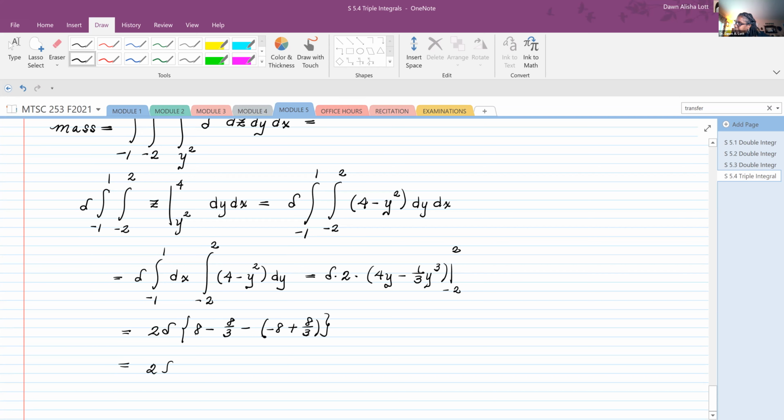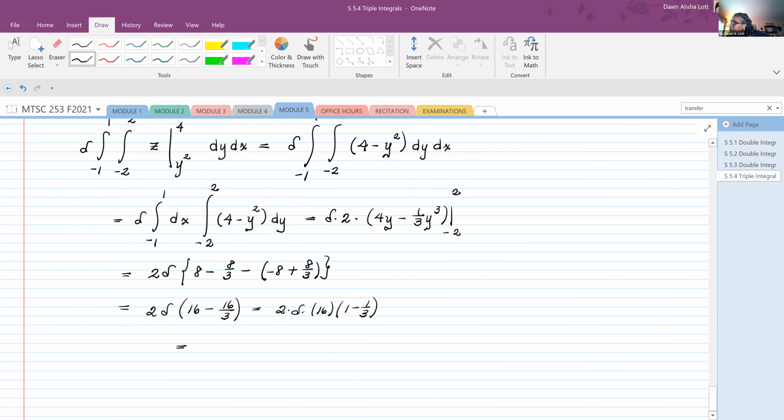2 delta. 8 plus 8 is 16. And then 8/3 and -8/3, multiply that by 2 is -16/3. So if I factor out the 2, the delta, and the 16, I get 1 minus 1/3, which is just 2/3. 2 times 16 is 32, times 2 is 64. Okay, there we go.